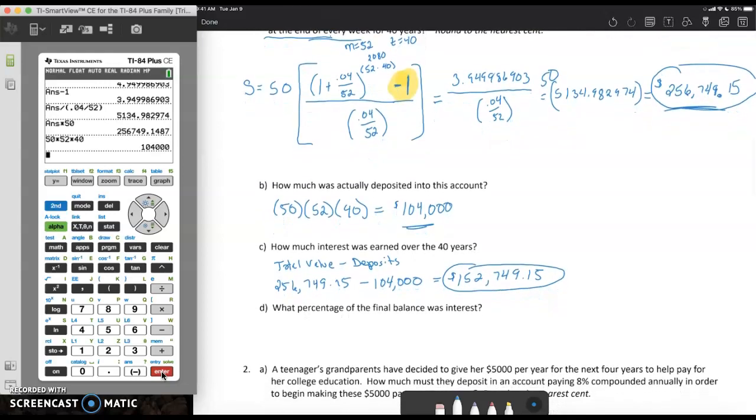And one other question that I've seen in the Newton homework is, what percentage of the final balance was interest? Okay, so if you're finding percentage, you're going to have to do some kind of a division. And it's of the final balance. So it's out of the final balance. So I know it's out of the $256,749.15. And what percentage of this was interest?